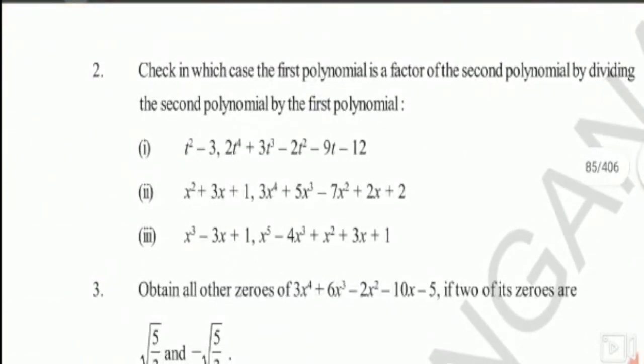Check in which case the first polynomial is a factor of the second polynomial by dividing the second polynomial by the first polynomial. So the second polynomial you have to divide by the first polynomial. Among these three problems I'll explain the third problem. Okay, now let us see the third problem, second bit, third problem.